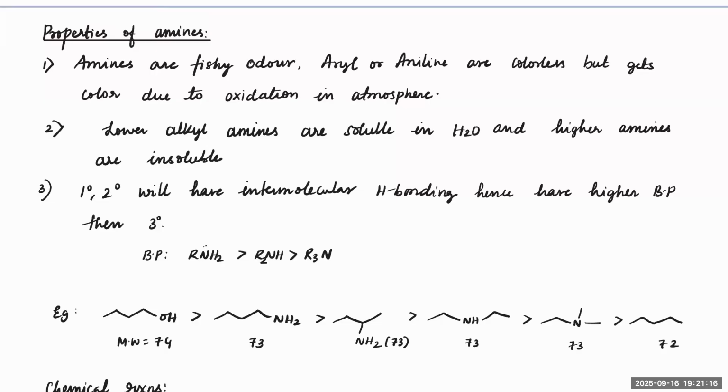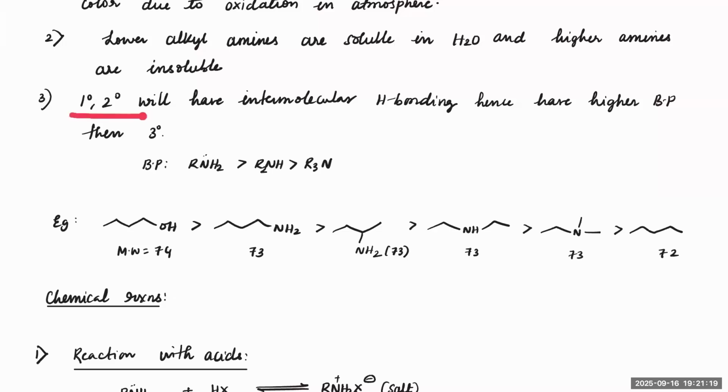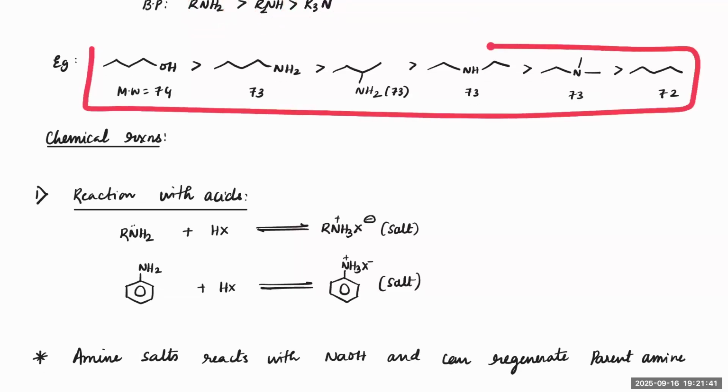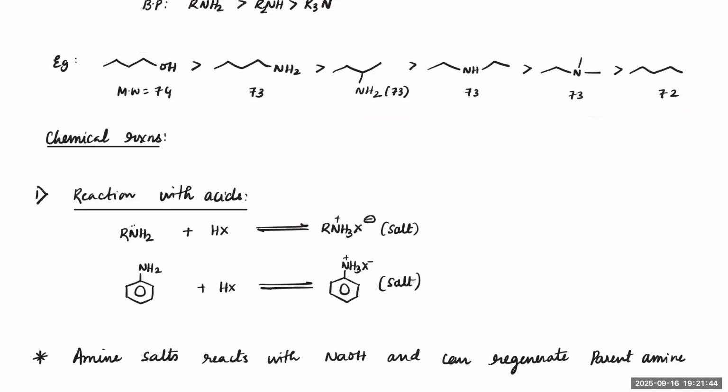Next. We have 1 degree, 2 degree will have intermolecular hydrogen bonding, but 3 degree does not have any hydrogen bonding. Hence, 1 degree, 2 degree usually have higher boiling point than 3 degree. So you can see RNH2 1 degree will be greater than 2 degree than 3 degree. If you compare the comparable molar masses of the various functional groups, in that case, you will notice this is the order in which it is present. Clear?